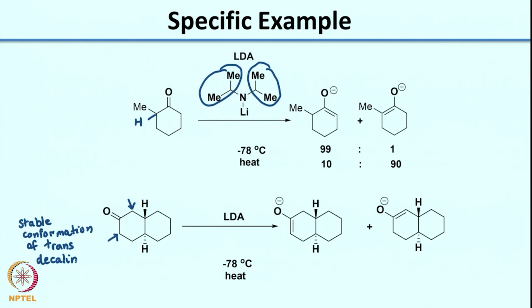of transdecalin. I hope you all know how to write the chair form of cyclohexane. So, this is the chair form of cyclohexane. Based on the chair form of cyclohexane, draw the most stable conformation of transdecalin and then you will get an idea of which would be the product under kinetic control.